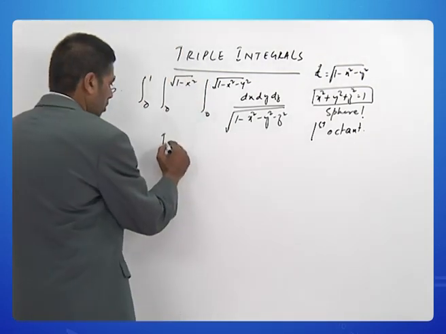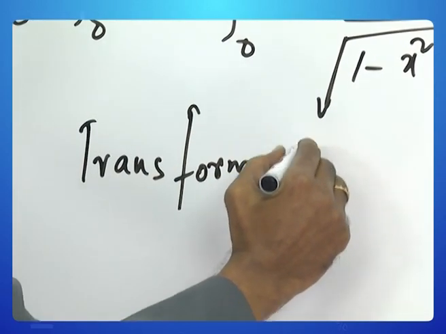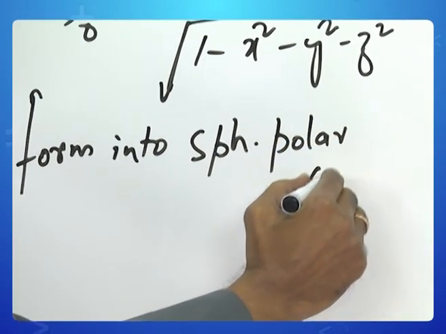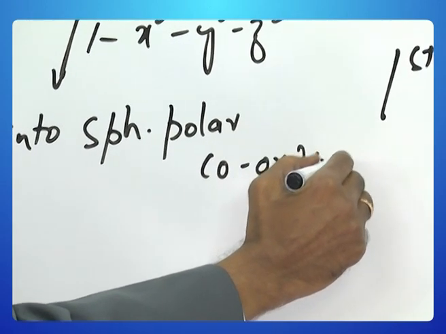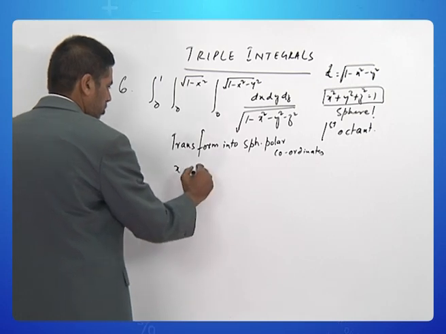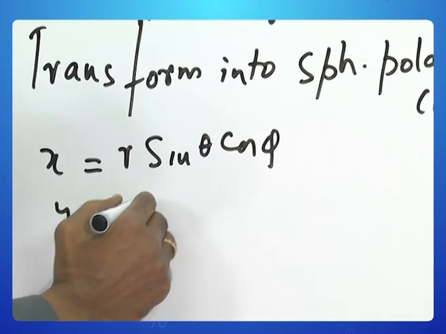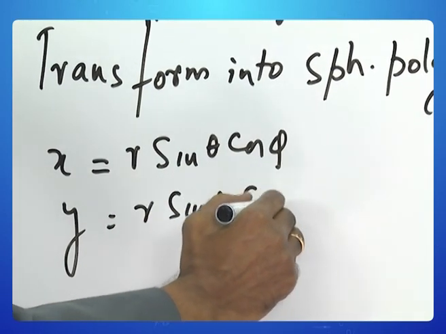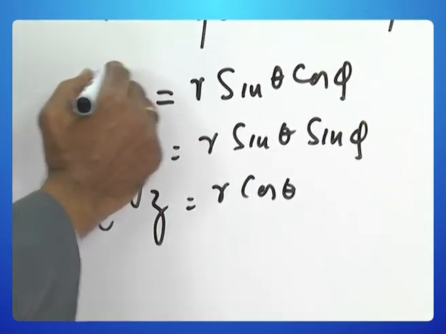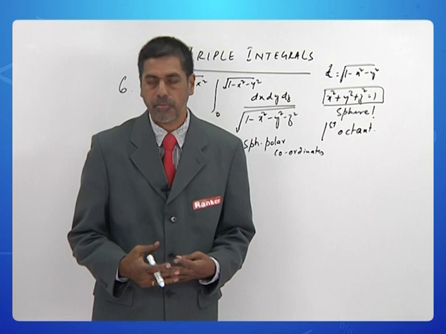So transform into spherical polar coordinates. I hope you are all aware x is equal to r sin theta cos phi, y is equal to r sin theta sin phi, z is equal to r cos theta are the transformation equations from Cartesian to spherical polar coordinates.